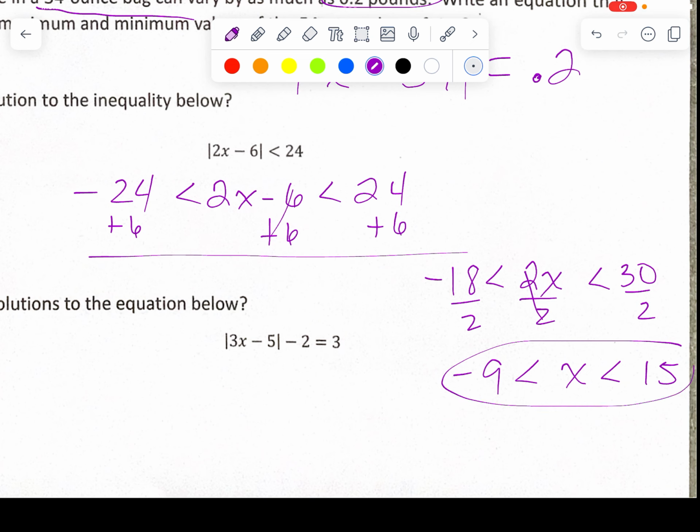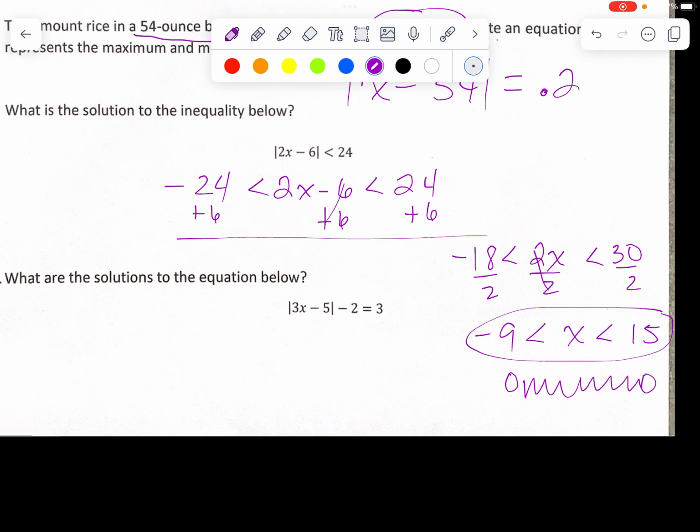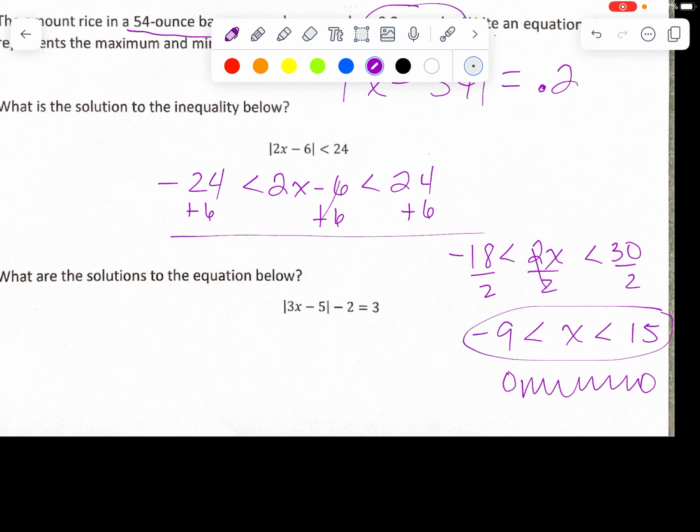If I were graphing this, I would say "less is nest," which means we would go from negative 9 to 15. They would both be open circles, and we would nest that. But it's just asking us to solve it, so we can leave it like that.